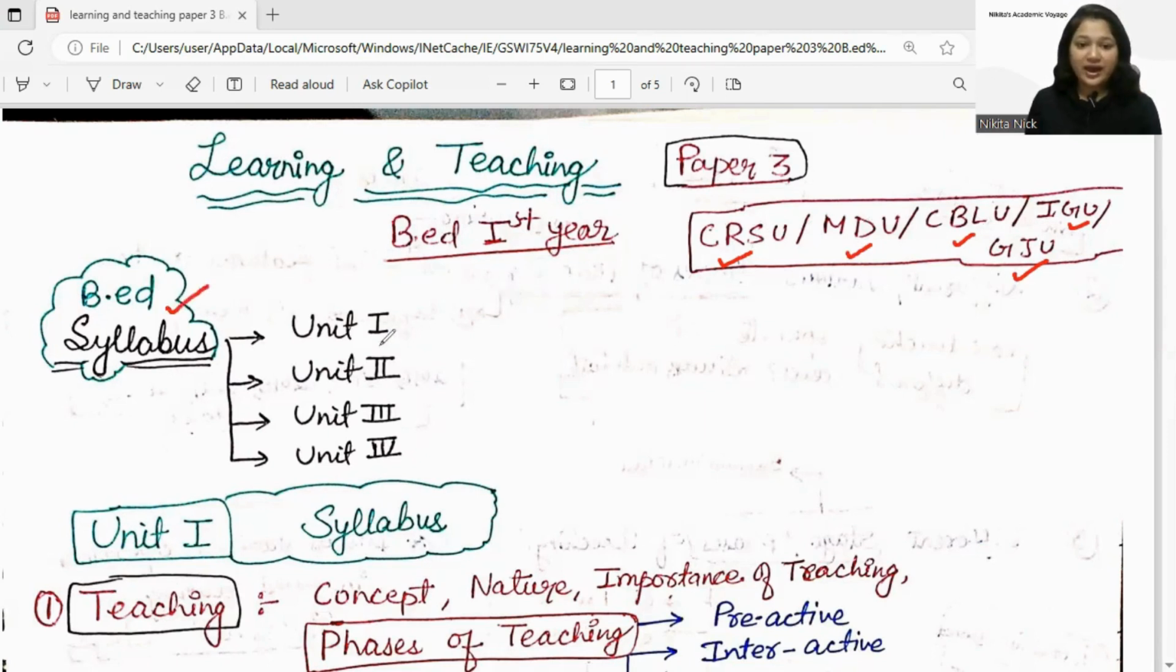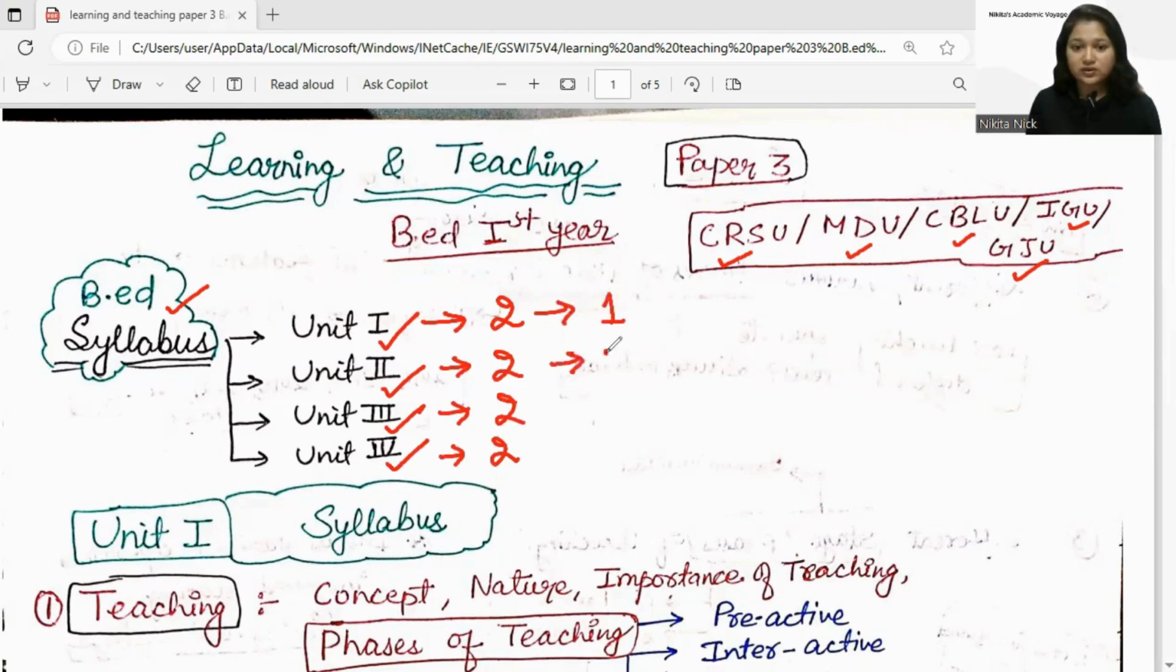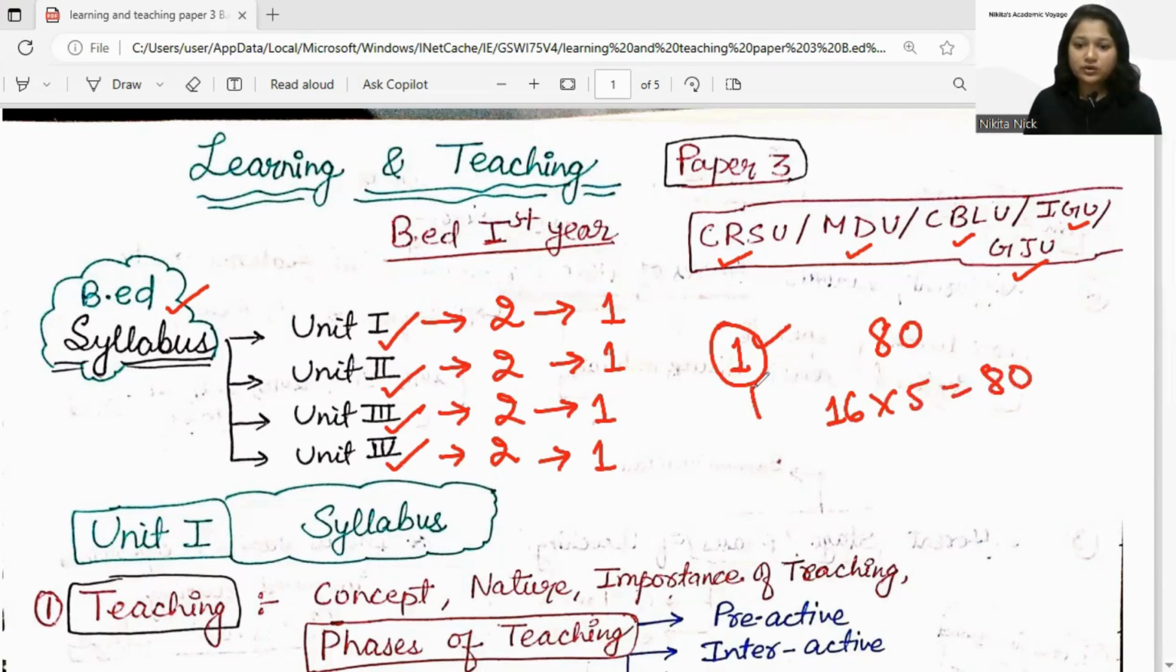So in B.Ed syllabus, we have 4 units like Unit 1, Unit 2, Unit 3, and Unit 4. And among them, you're getting 2 questions from all the units, okay? Among those two questions, you have to answer 1 question. So you have options to choose any one, and then 1 question is going to be compulsory. So the total marks is 80. That means 16 into 5 is equal to 80. Per question is going to be 16 marks, and you are going to have a total of 5 questions.